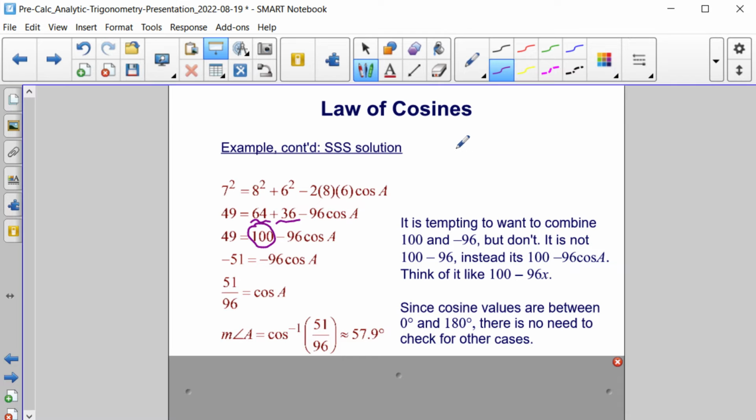You could think of it as 49 is equal to 64 plus 36 minus 96x. These two are like terms and we get 100. But minus 96x, we can't combine that with 100. So that's another way to look at how we solved for and found the measure of angle A.